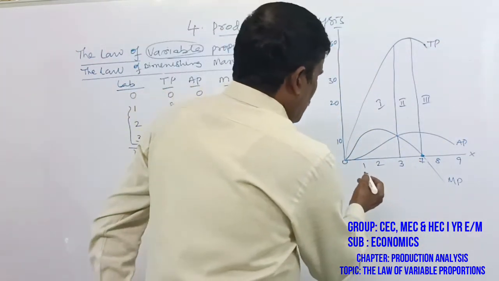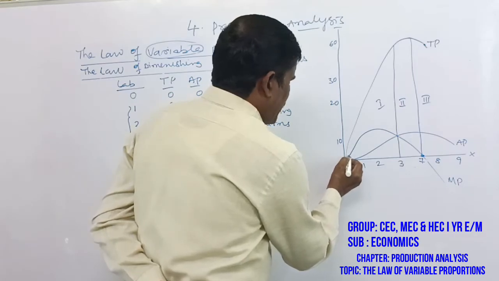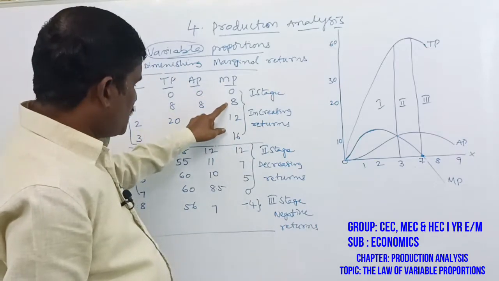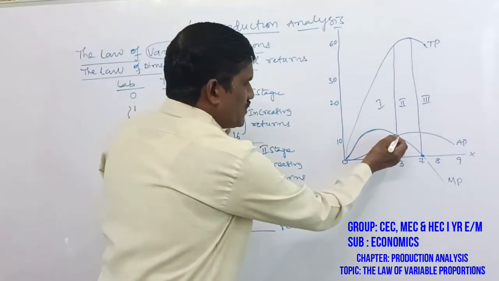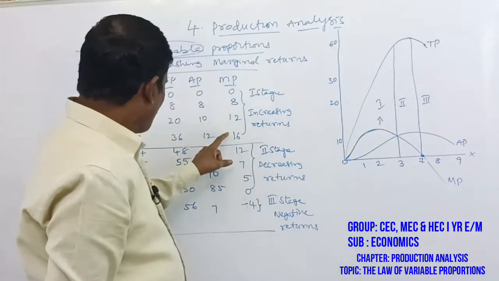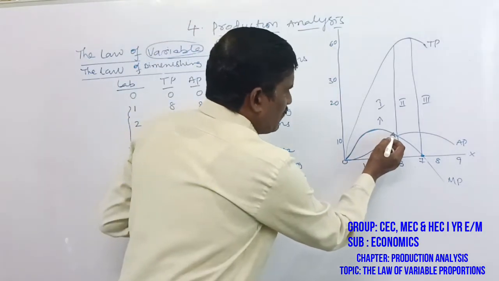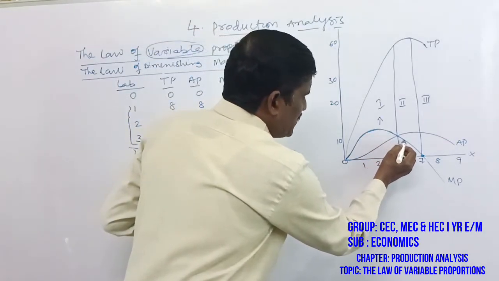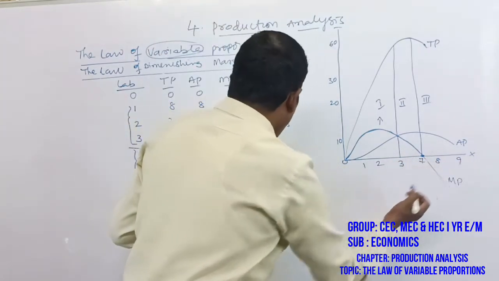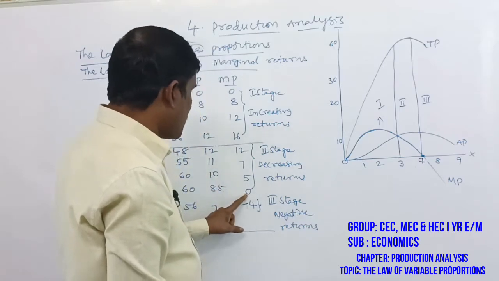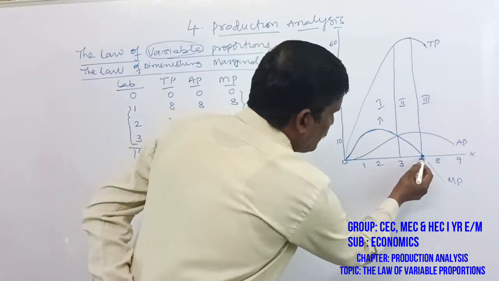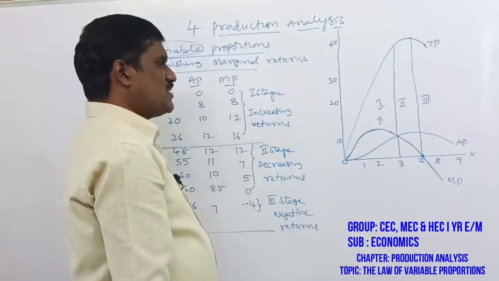You observe here, the marginal production at the initial stage increases. The marginal production increases up to the first stage. Then from the second stage it decreases, and goes to the OX axis, touches the OX axis. When the curve touches the OX axis, the value of MP will become 0 and goes to the minus values. Okay, so this is the MP.